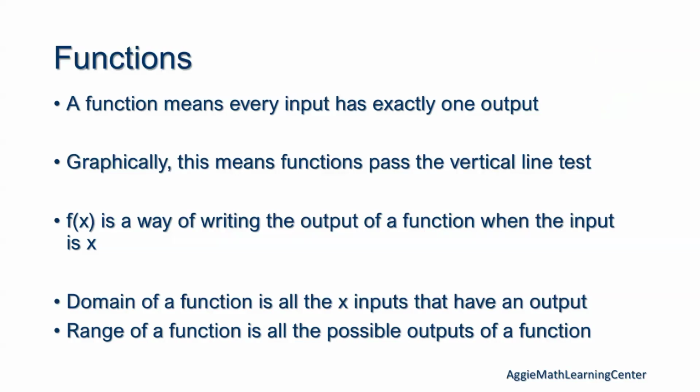Okay. And then f of x is a way of writing the output of a function when the input is x. So that's the notation we use. Usually we'll see y equals something like 3x plus 4, but it shows the same as saying f of x equals 3x plus 4, and then we can specify the x we're plugging in. So I could give you f of 2, and you would know that you're supposed to plug a 2 in for this x here. The domain of a function is all of the x inputs that have an output, and the range is all the possible outputs that it gives. We'll go over those in a couple of examples.